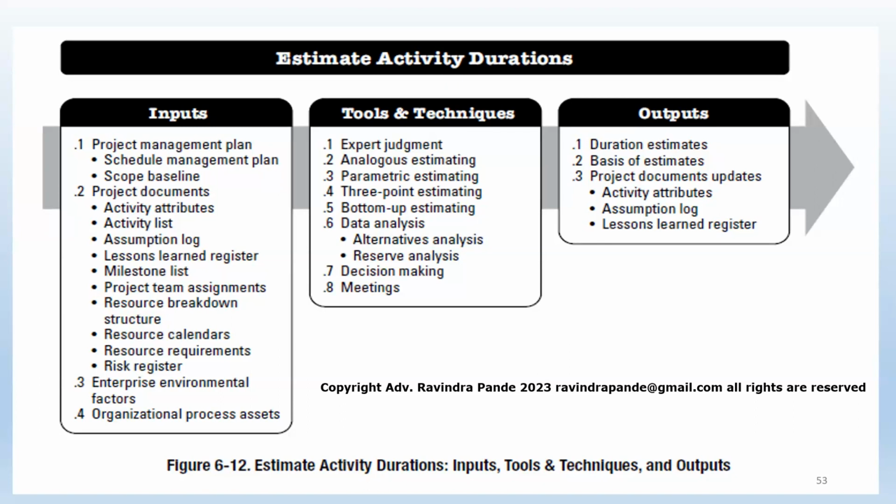And we'll learn that whenever we learn through these 6 estimation methodologies. So that's why we need to have a uniform basis of estimate. You might choose function point, you might choose line of code, you might choose bottoms up, and any of these 6 estimation methodologies. The project document updates are, of course, the activity attributes in terms of estimation of that activity, work item, or task. Assumption log, any additional assumptions you have taken.